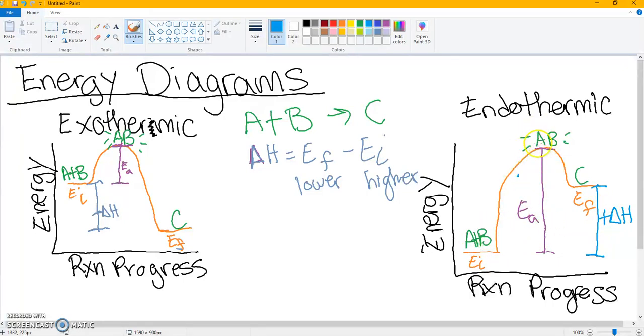The transition state stays the same. It's at the hump. But if you notice, exothermic reactions take a lot less energy than endothermic reactions. Therefore, most of our reactions are exothermic.